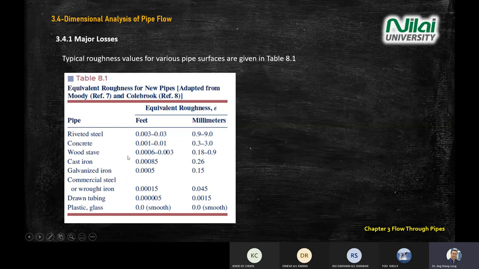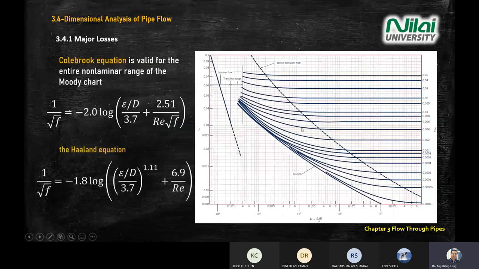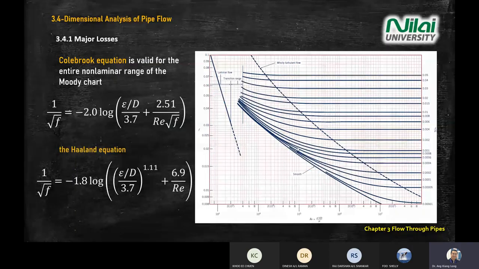So if you download the Moody chart in the Moodle, below the Moody chart you'll see Table 8.1. This is the equivalent roughness that you use for your calculation. Throughout this module, we'll use SI units. So remember that we're using SI units. Don't pick the wrong number. On the left is imperial units, feet. We're using mm here. Okay.